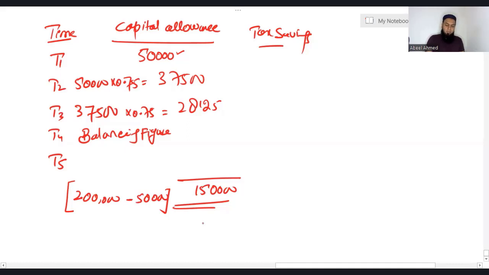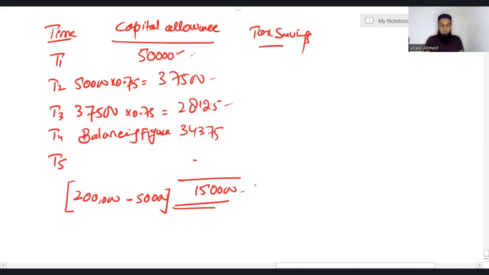So always you'll be calculating a balancing figure in the last year. From 150,000, you need to deduct 50,000, 37,500 and 28,125 in order to get the balancing figure. The balancing figure is 34,375. How did I calculate the balancing figure? All I did was deduct 50,000, 37,500 and 28,125 from 150,000.